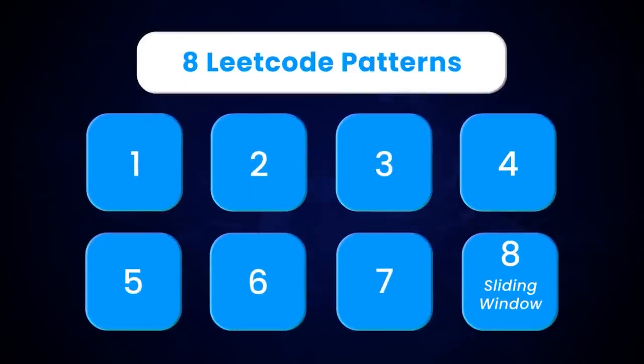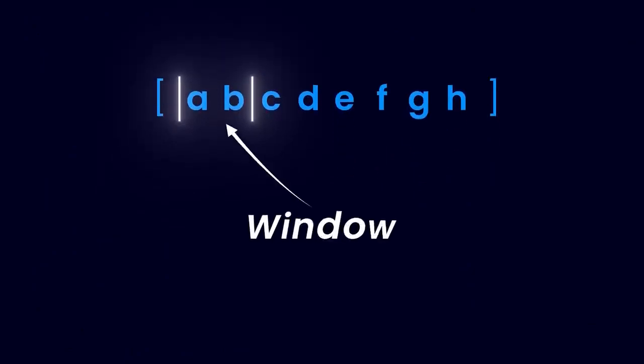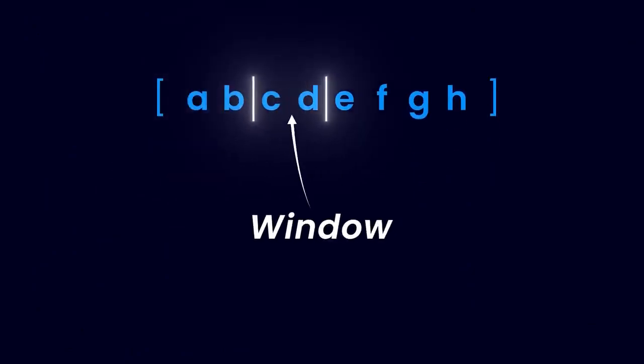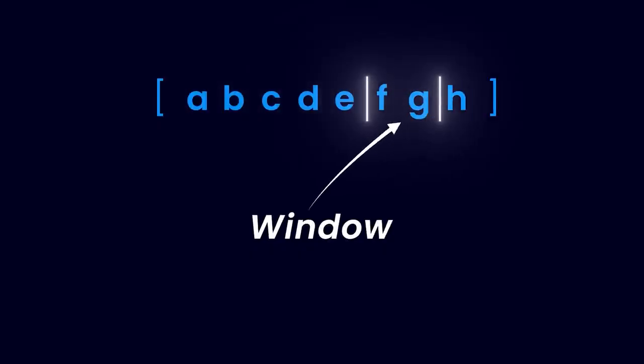Let's start with sliding window pattern. The sliding window pattern is used when you need to process a series of data elements like a list or string. In the sliding window pattern, you find specific things in a list by looking at a smaller part of the list at a time. The part of the list that you are looking at is called your window. This window then slides one step at a time until the entire list is scanned.